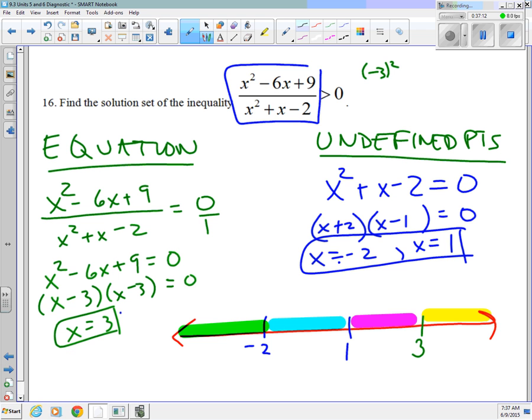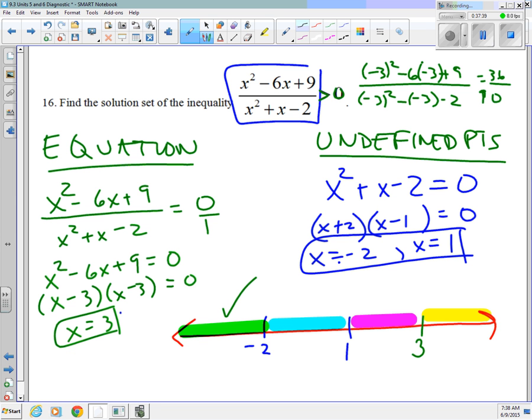Negative 3 squared minus 6 times negative 3 plus 9 over negative 3 squared minus negative 3 minus 2. Negative 3 squared is 9. Negative 6 times negative 3 is 18. So I have 9 plus 18 plus 9, that's 36, over 9 plus 3 minus 2, that's 12 minus 2 is 10. 36 over 10 is 3.6. That is greater than 0. So this chunk stays in the number line.